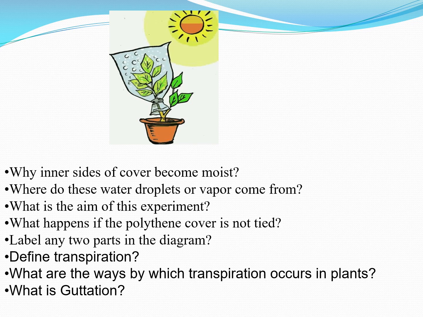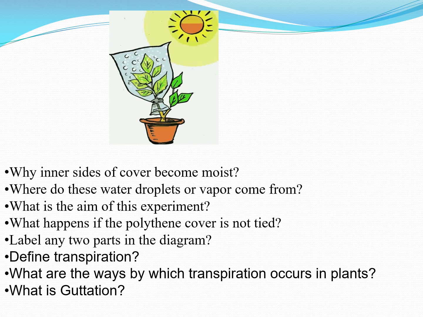Your first question. Why do inner sides of cover become moist due to transpiration? Inner sides of cover become moist due to transpiration. Next question. Where do these water droplets or vapor come from? The vapor comes from leaves through stomata.